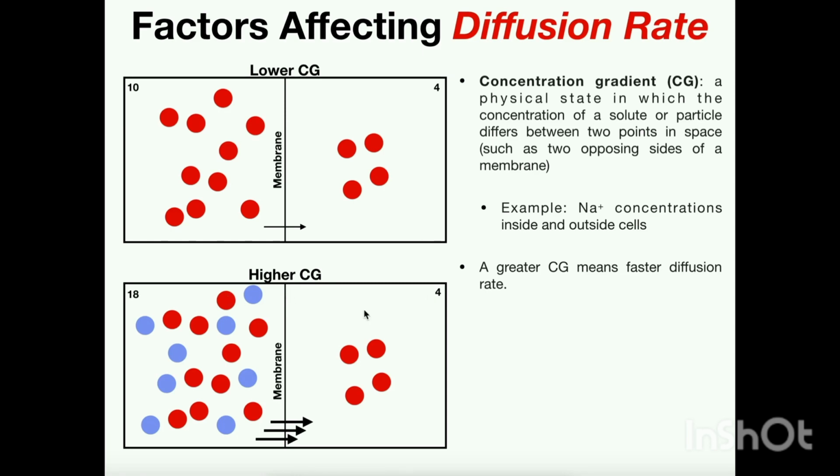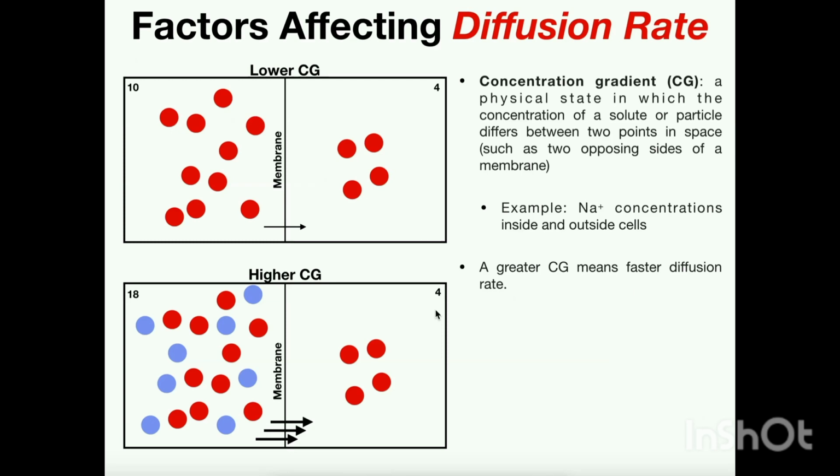I could further increase this concentration gradient by, let's say, raising this number on the left side to 25. Or I could drop it from 4 to 2 on the right side. Either one of those cases would increase the concentration gradient, and we would also observe an increase in the rate of diffusion. So that's our second factor. If we increase the concentration gradient, we increase the diffusion rate.